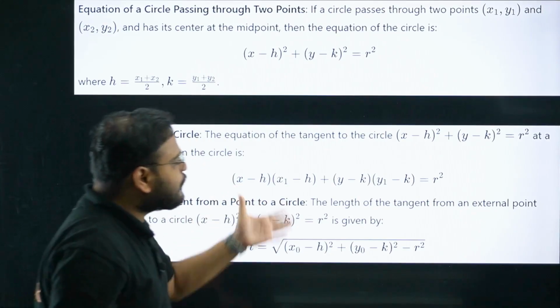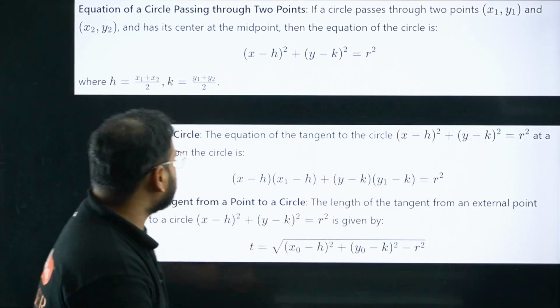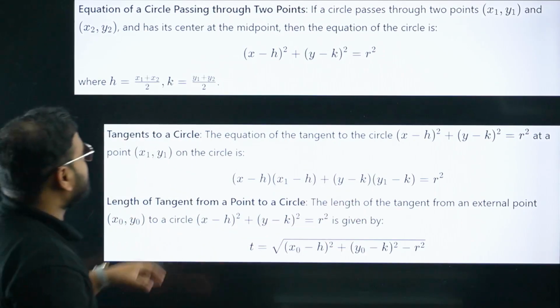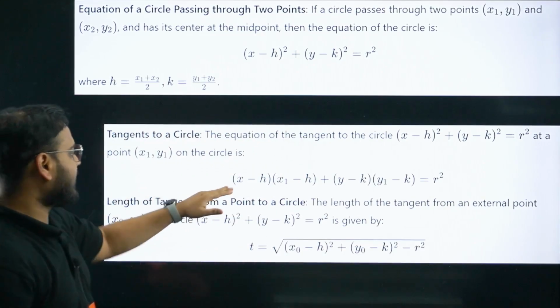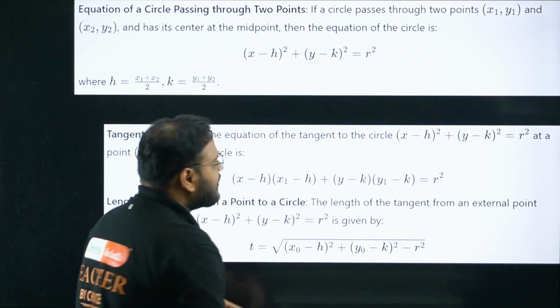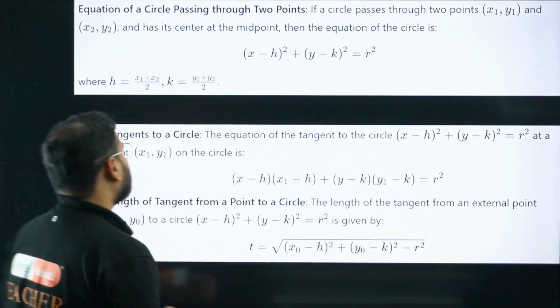Okay. Now tangents to a circle. This might be useful to you, might not be, but you have to remember this as well. So I'm giving some extra information over here. Please check. Tangents to a circle. This is the equation of the tangent to the circle at the point (x1, y1): (x minus h) times (x1 minus h) plus (y minus k) times (y1 minus k) equals r square. This is the equation of the tangent to the circle.